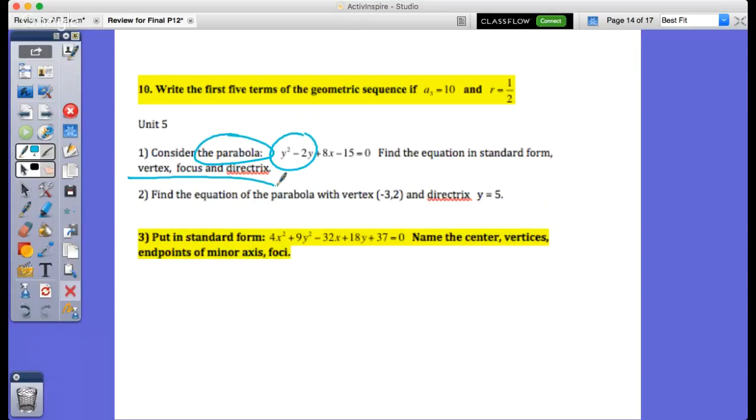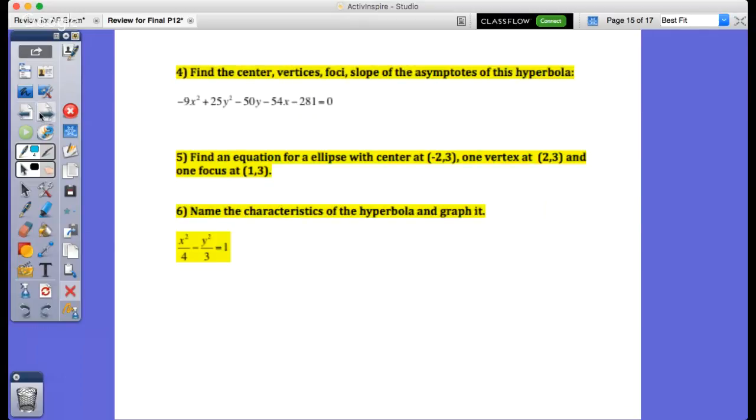Find the equation of the parabola. Again, we want to graph this and then find it in standard form. Putting it in standard form, we're going to complete the square, right? Take out what's in common, complete the square there. Same thing, complete the square on this one. Just know how to find the center, vertices, and foci. You'll have all the equations. Just remember what we are trying to find within each of those.